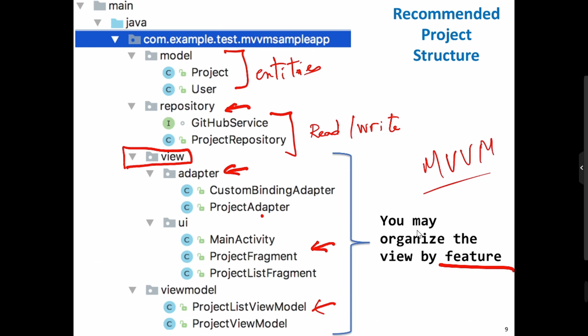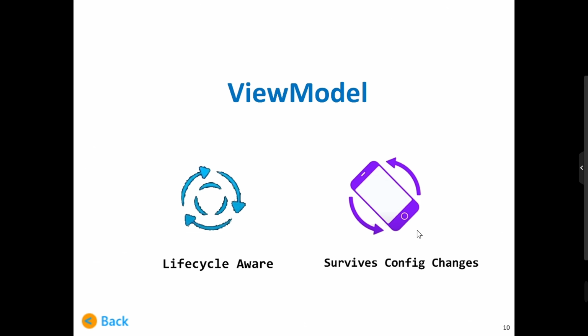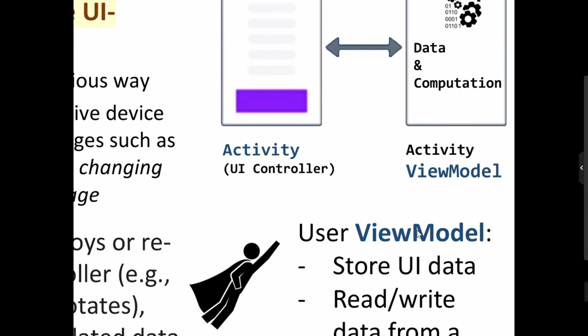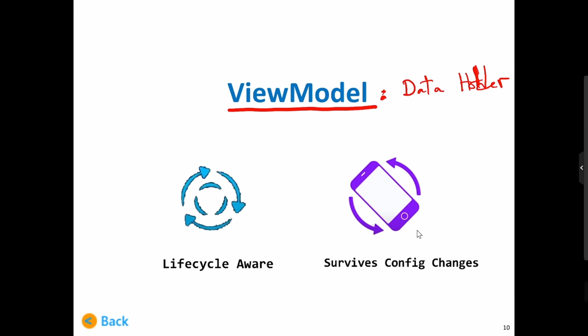Okay, so now let's start with the first component that comes with Android to help us build this MVVM. The first one is basically called the view model. And what is the role of the view model? The view model is basically a data holder. So if I have any data in my activity, I put it in the view model.